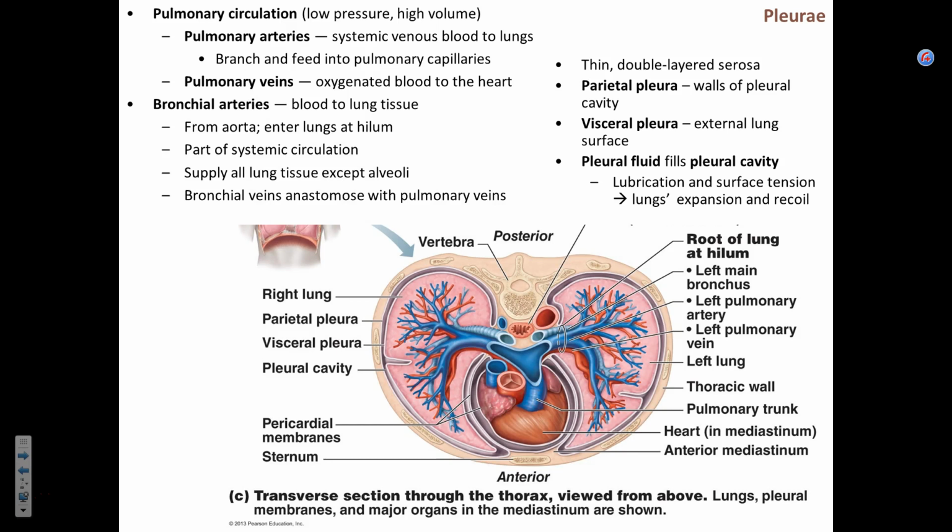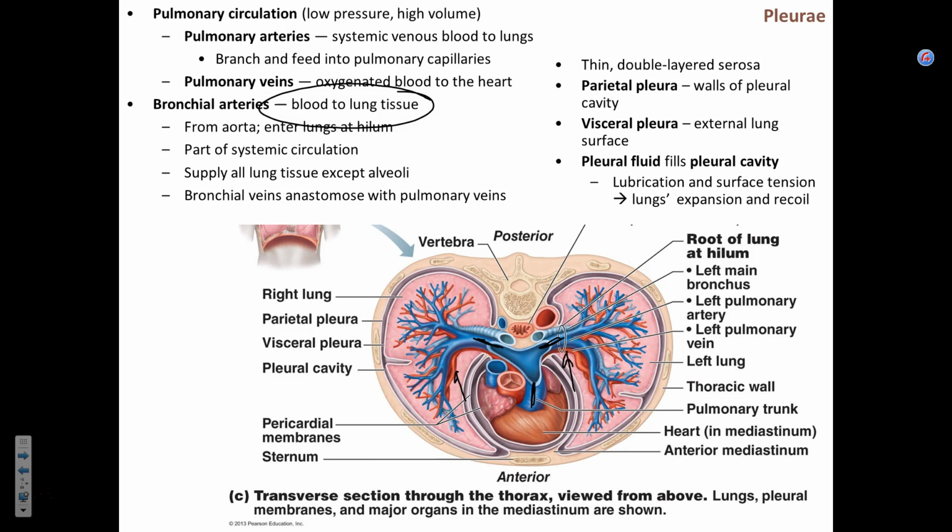So I talked about pulmonary circulation, okay? That shows you the pulmonary trunk, the pulmonary arteries, and then you can see the pulmonary veins running back from the lungs to the heart. Now, bronchial circulation, as I mentioned, is the blood to the lung tissue. Okay. Now, bronchial veins deliver the blood back into the pulmonary veins, so they don't have any special pathway.